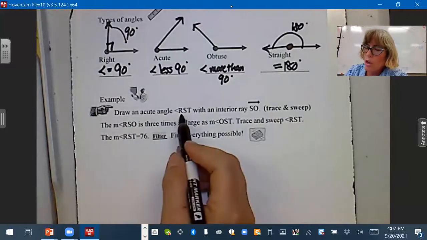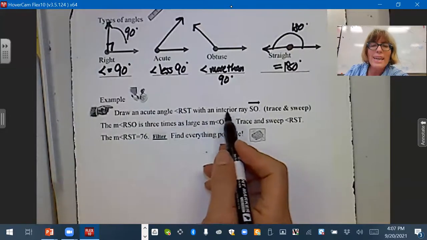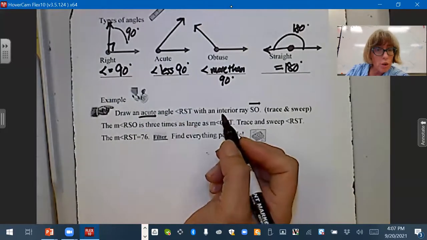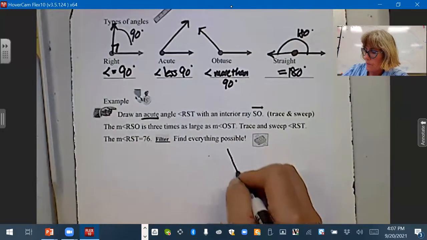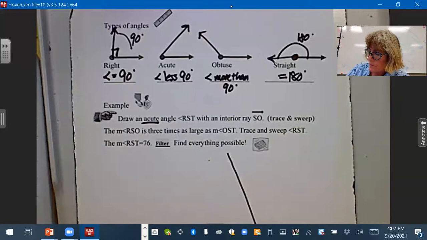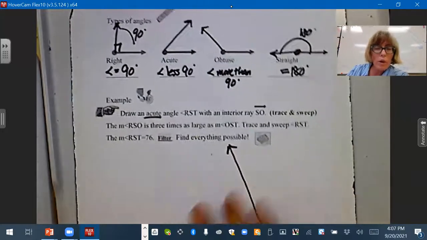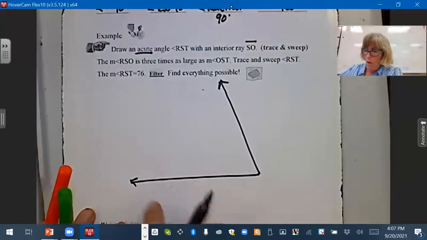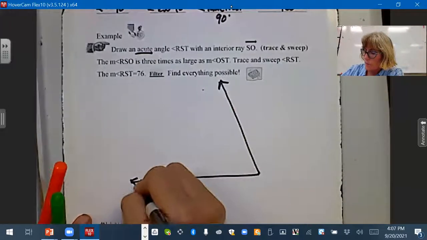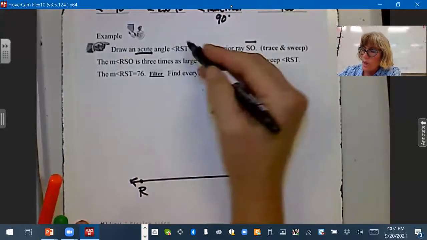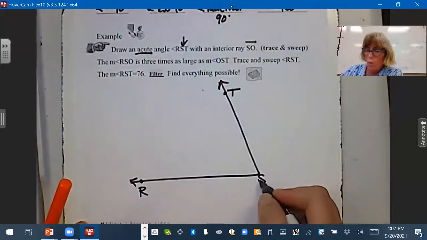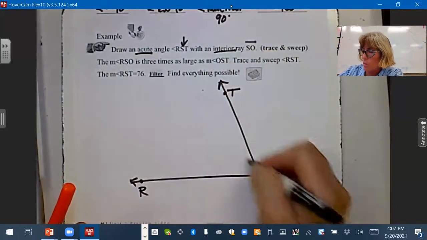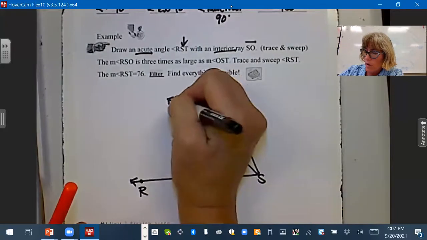It says, draw an acute angle RST with an interior ray SO. So it's acute, so it's not 90. It doesn't matter whether R is down here or up here. What does matter is S is the vertex, so your S must be the hinge. And it has an interior ray, SO, so somewhere in here is SO.